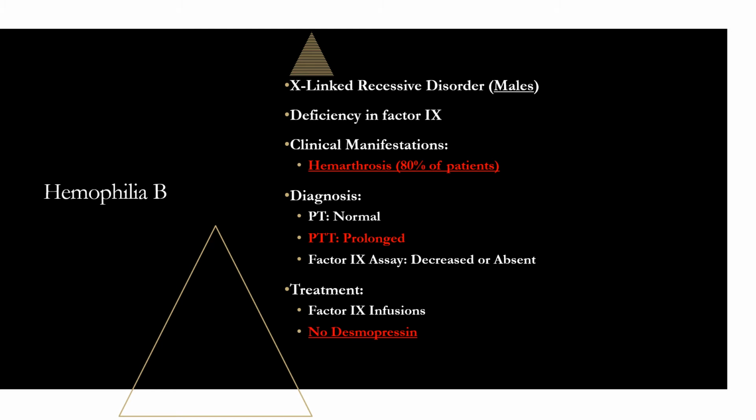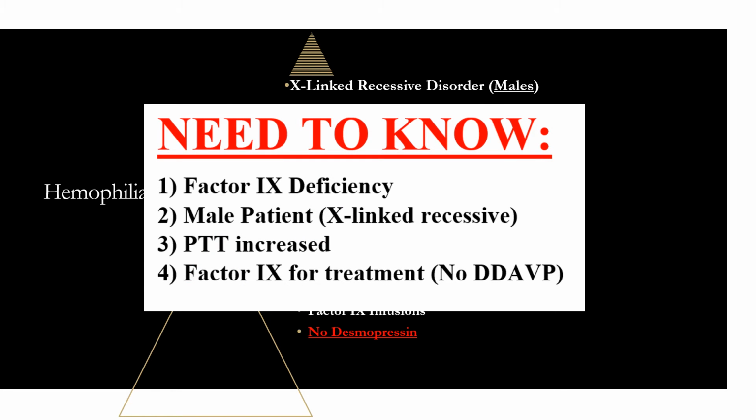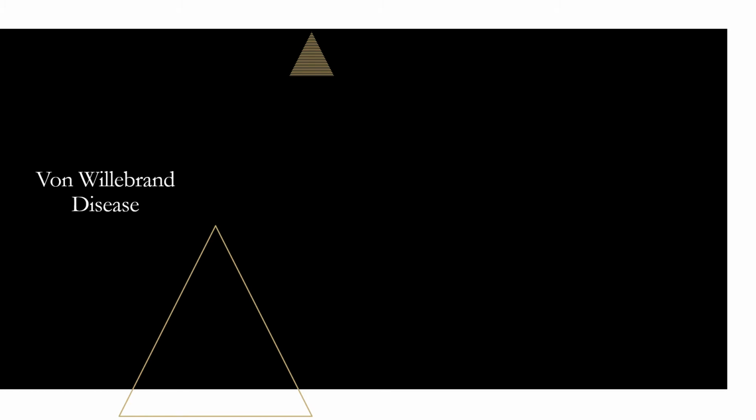So really the only two differences from hemophilia A are that this is a factor 9 deficiency rather than factor 8, remember B9, and that you're not going to use DDAVP. Otherwise, they're pretty much the same. So what do you need to know? Factor 9 deficiency, B9, male patient, remember Dr. Phil. PTT is going to be increased, your PT will be normal, and remember factor 9 for treatment, but no use of DDAVP. All right, let's move on to von Willebrand disease.